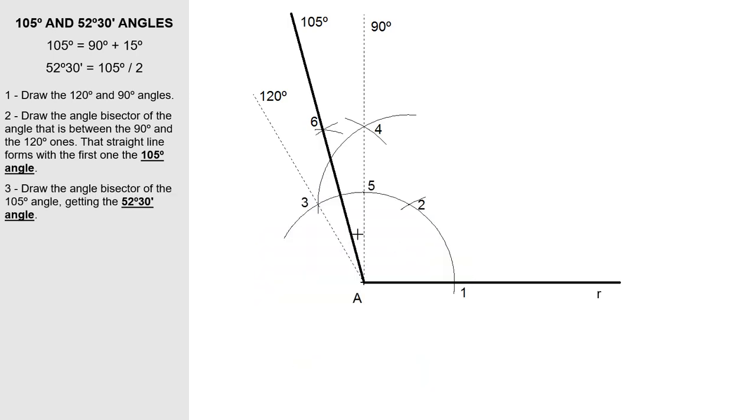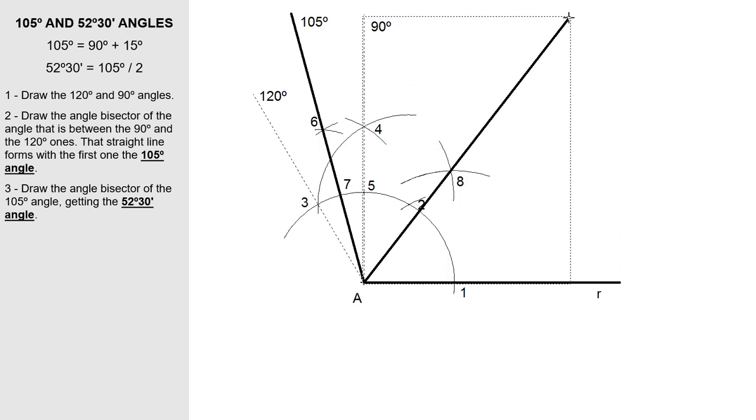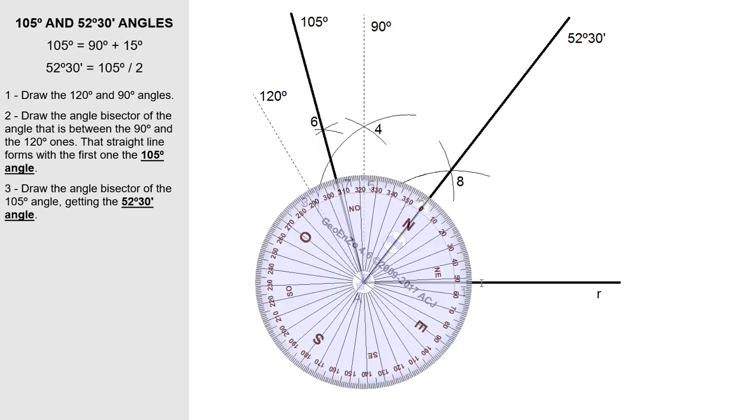And in order to find the 52° 30-minute angle, we have to draw the angle bisector of the 105° angle. Using points 1 and 7 as centers and the same radius, the one we want, we draw two arcs that meet at this point 8, which belongs to the angle bisector of the 105° angle. So the semi-straight line that starts at A and goes through point 8 forms the 52° 30-minute angle with semi-straight line R. And I check it, here it is, the 52° 30-minute angle.